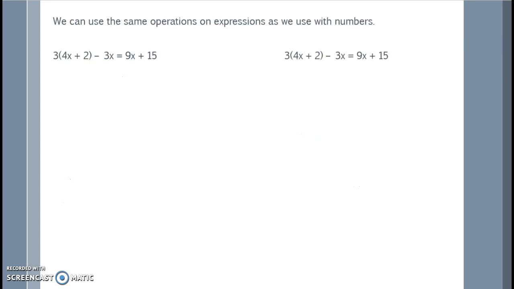We can use the same operations on expressions as we use with numbers. So on the left and on the right, you see I have the exact same equation. Let's solve it two different ways. So let's first start by taking 3x and adding it to both sides, so that I still have 3 times the quantity of 4x plus 2 equal to 12x plus 15.